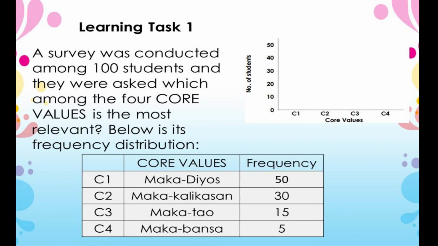For your learning test, answer the following in a clean sheet of paper. Learning Test 1. A survey was conducted among 100 students and they were asked which among the four core values is the most relevant. Below is its frequency distribution. Complete the bar graph at the right.